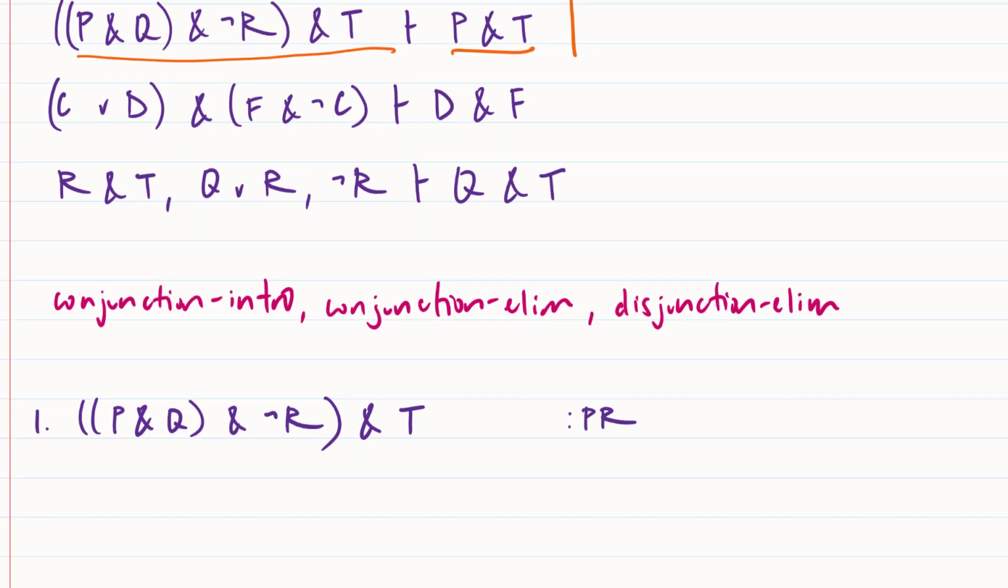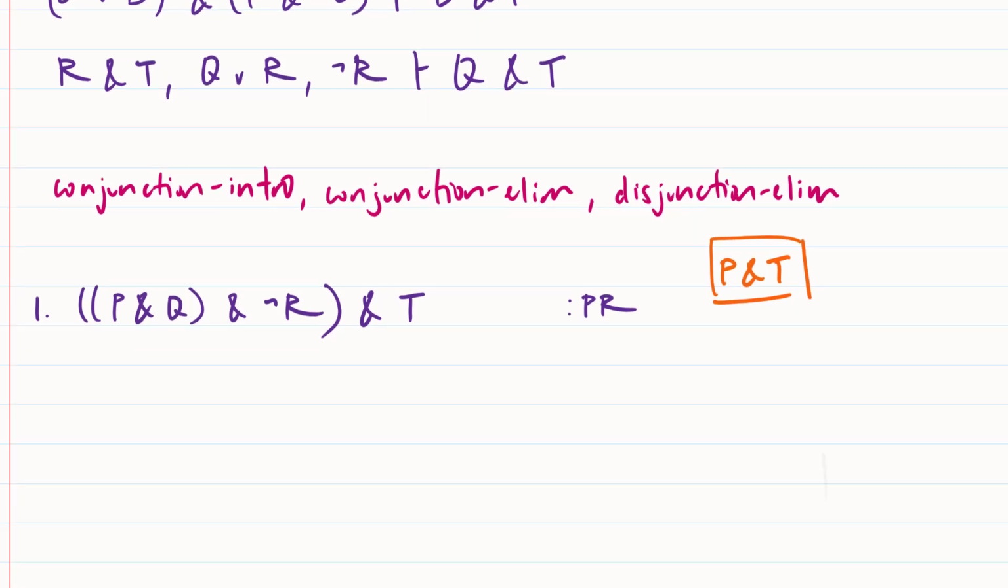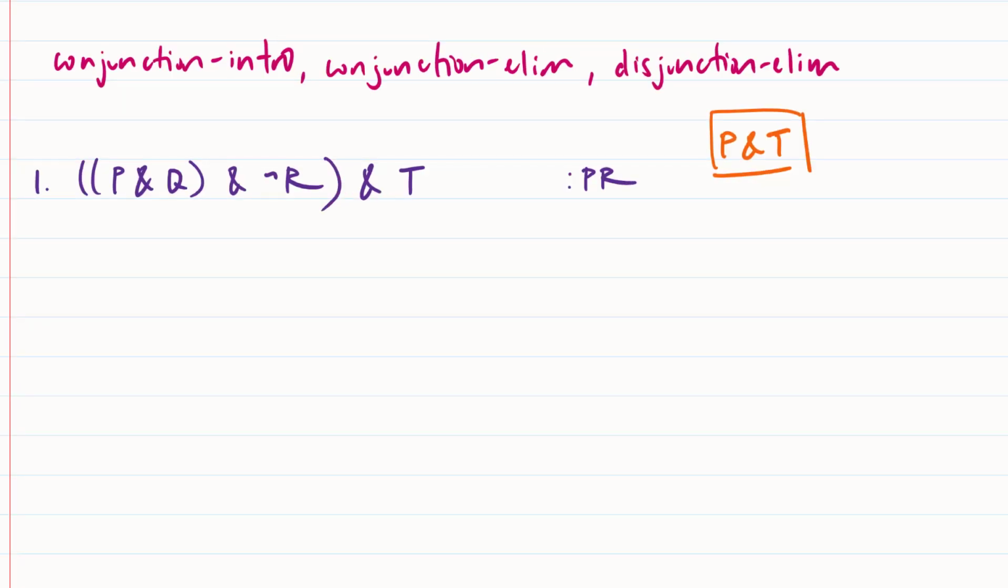Okay, and just as a note, so we can see it, we want to get to P and T. This is not part of the proof, but we want to know where we're going. So that means we want to get this P and this T together on a line. To do that, first we have to get each of them on lines by themselves, and then we can put them together with the conjunction introduction rule.